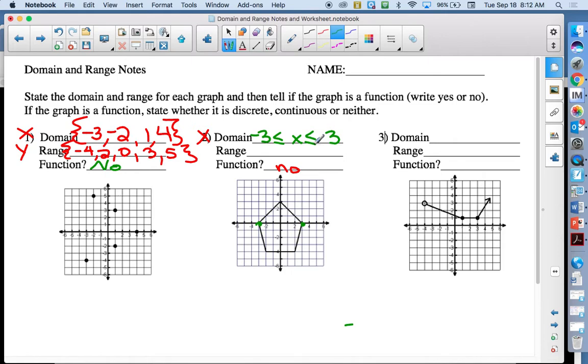So it starts at -3. I have stuff all the way up to +3, but nothing after +3. So that's why it says less than or equal to there. Question?